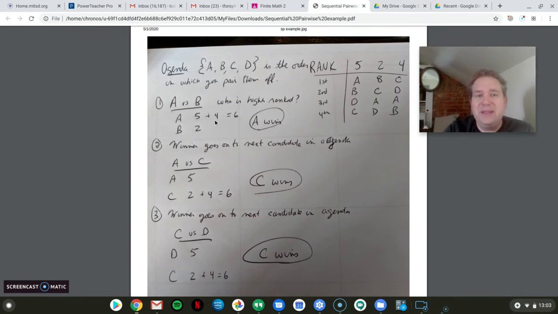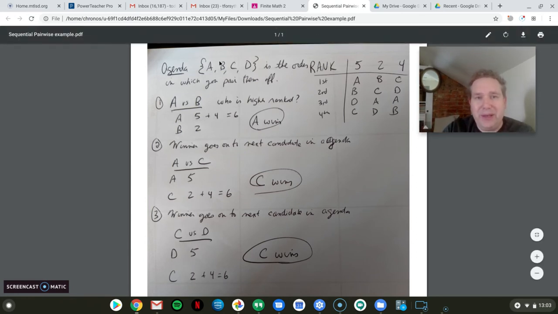Sorry about that. So 5 plus 4 is 9, but either way, A wins. So that means that B is eliminated now. B can't win the whole election, but A won against B. So now you go back to your agenda, cross off B, and A goes to the next candidate, C. So next, the winner goes on to the next candidate in the agenda. After B, the next candidate is C.